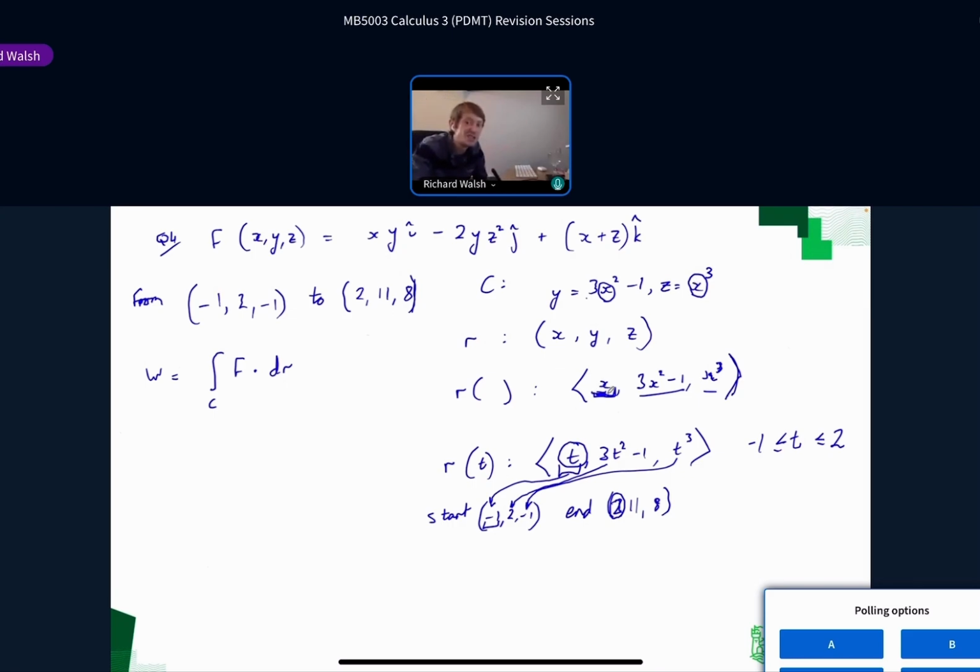So if X is just X, the Y value will be 3 times X squared minus 1, and the Z value will be X cubed. If X is T, for our parameterization, the Y value will be 3 times T squared minus 1, and Z will be T cubed. So it's not that there's a specific value for X. It can take a range of values, technically between -1 and 2.